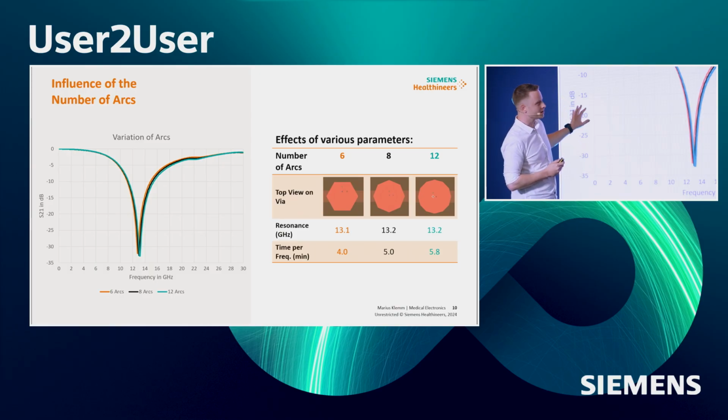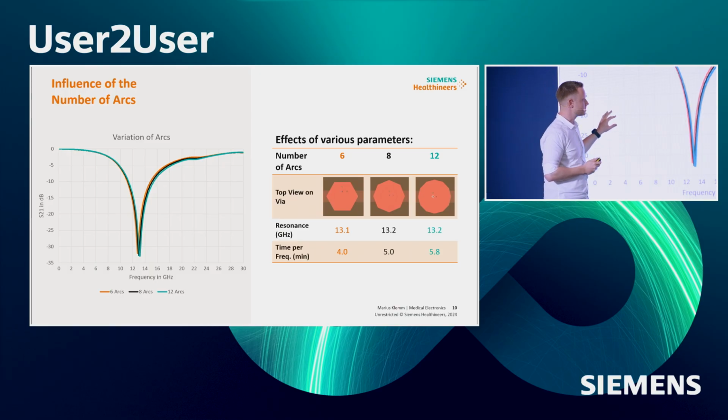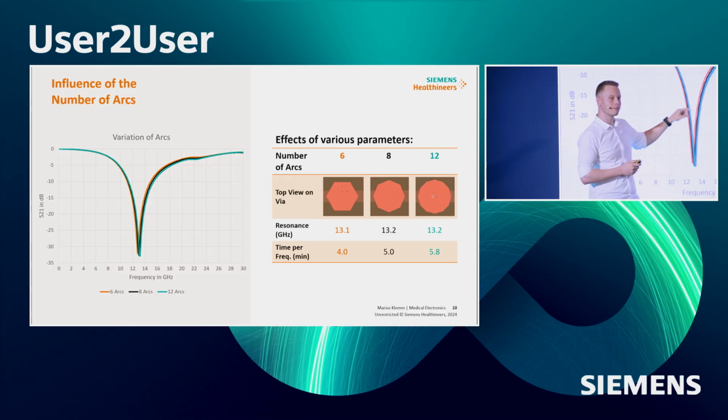This is just a different channel. It's a very small channel, only a via stub. And there I'm only changing one parameter at a time. And this is what we go through right now.